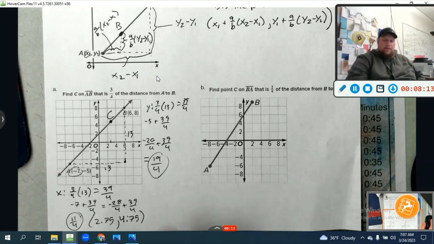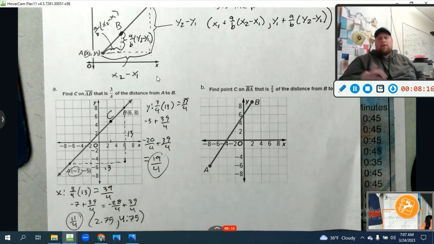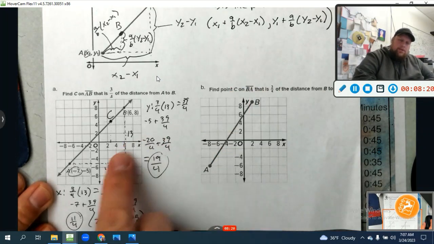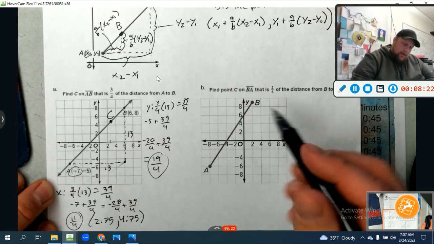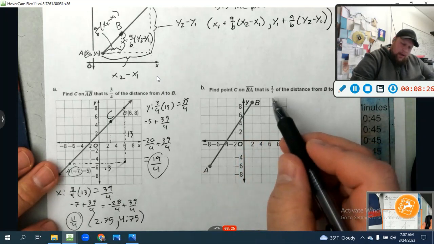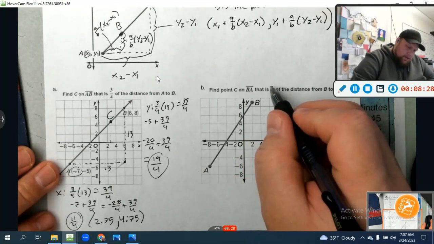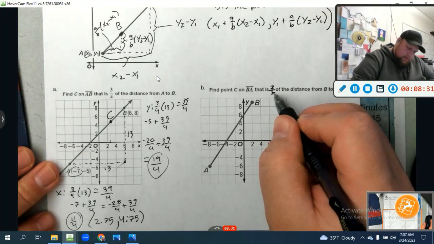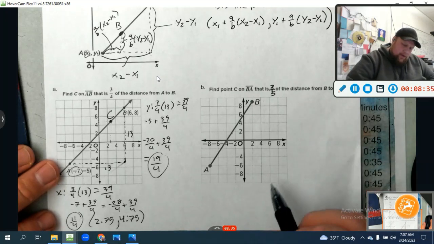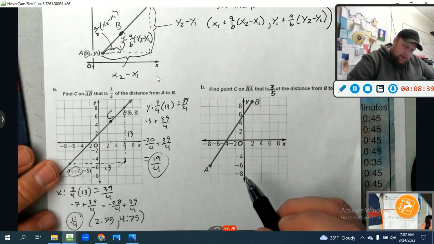Now, this is kind of doing it separately. Another way that I like to look at it is kind of using this formula. I wanted to show you how it works separately in action. So now let's take a look at this one. All right. Find C on BA. That should say 2/5 of the distance from B to A. I think I fixed it on your guys' as I just found this as I was doing the work. All right, so 2/5 of the distance from B to A, okay?